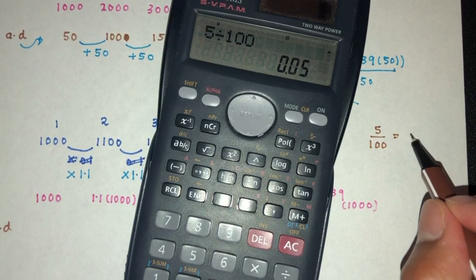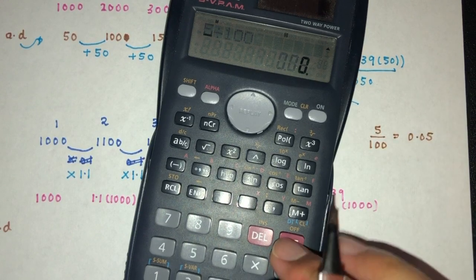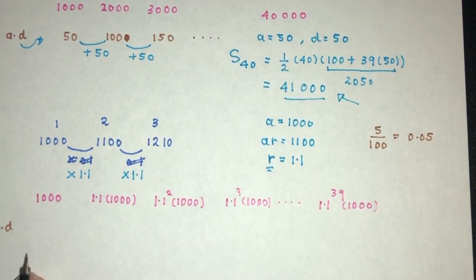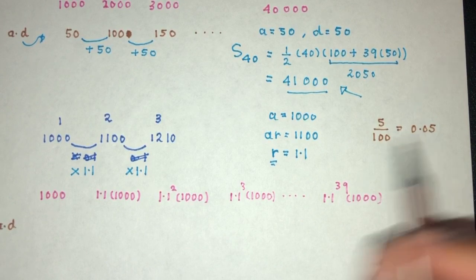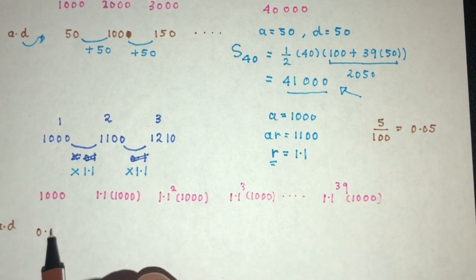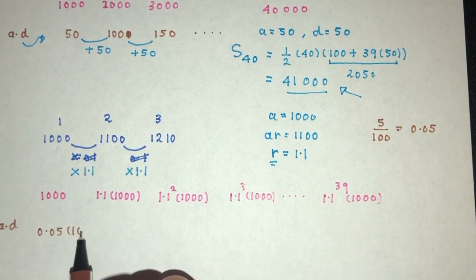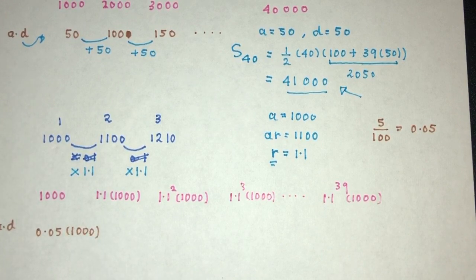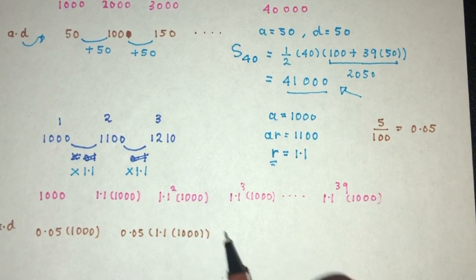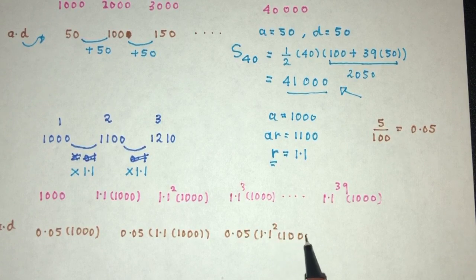That should be 0.05. So to find the amount donated, we have to take 5% of this, so that will be 0.05 times 1,000. That's the first term. And again, the amount for this one will be 0.05 times 1.1 times 1,000. This one, 0.05 times 1.1 squared times 1,000.